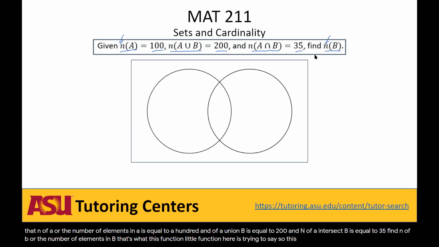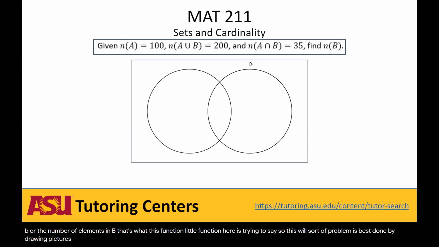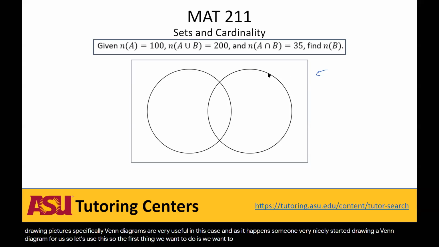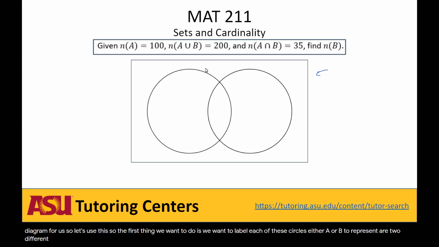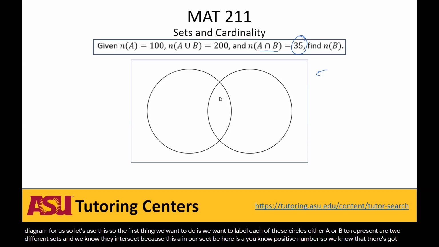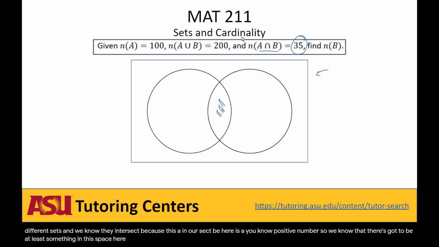So this sort of problem is best done by drawing pictures. Specifically, Venn diagrams are very useful in this case. And as it happens, someone very nicely started drawing a Venn diagram for us. So let's use this. The first thing we want to do is label each of these circles either A or B to represent our two different sets. And we know they intersect because this A intersect B here is a positive number. So we know that there's got to be at least something in this space where they overlap each other.